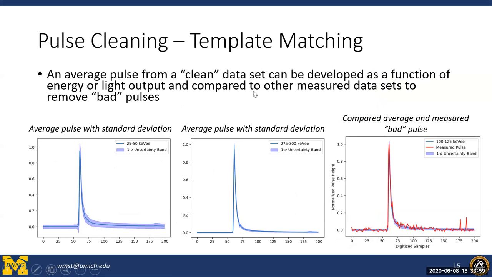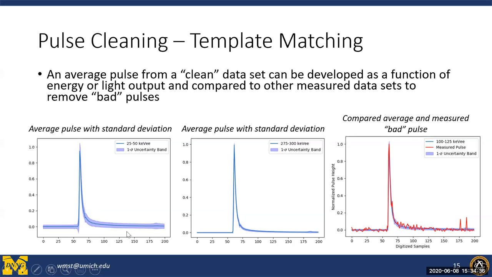So what you can do is average pulses from a clean data set, as a function of energy or light output, to develop an average pulse and standard deviation of that average pulse. So you can see I have that here for two light output ranges. The first one, 25 to 50 keV, and the second one, 275 to 300 keV, where we have the average digitized value in dark blue there, and then we have a one standard deviation uncertainty band around that.